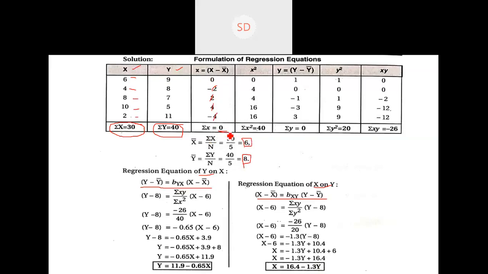After finding summation x is equal to 0, square this whole column, that will be your x square. So 0 square is 0, minus 2 square will be 4, plus 2 square is also 4, 4 square is 16, minus 4 square is also 16. So you get the total value of summation x square to be 40. This is the first set of calculation for x values.